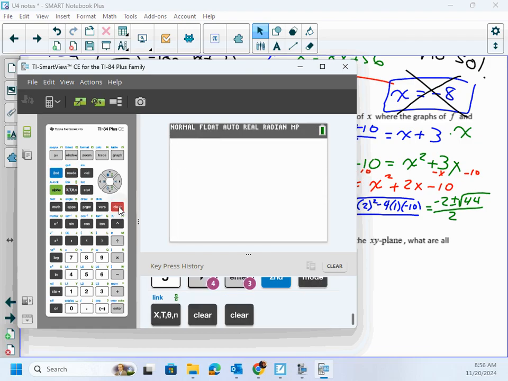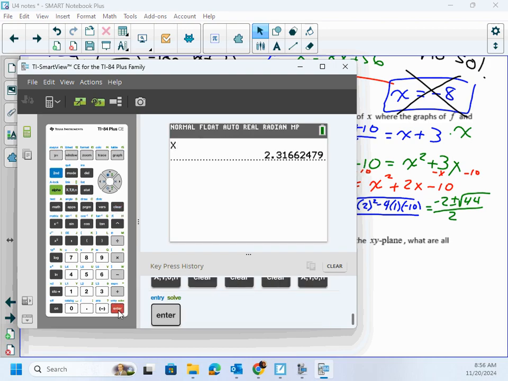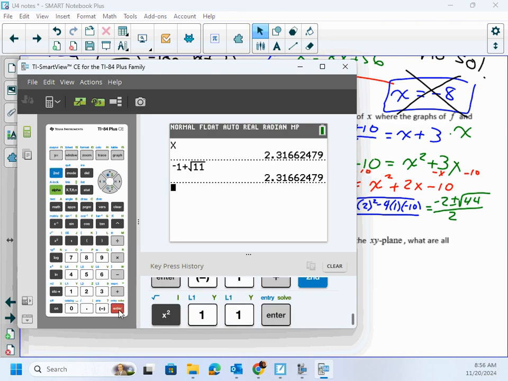Now, I'm going to go to the home screen, and I'm going to type in x. That was the last thing that was written there. So you can see it. It would be negative 1 plus square root of 11. You'll notice that they are the exact same answer. I'm going to give one answer.